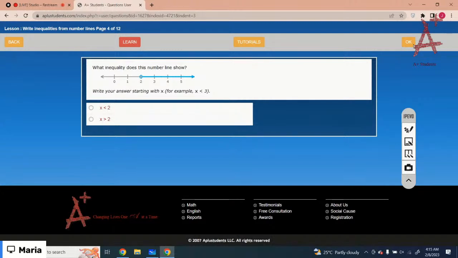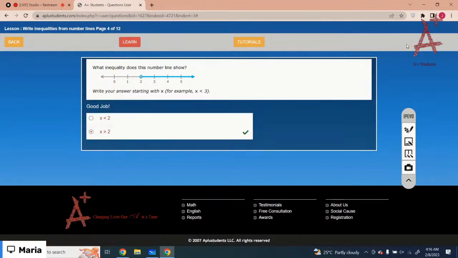Okay, the next one is what inequality does the number line show? So we have an open circle at 2. That means x cannot be 2. And also the graph is pointing at the right hand side. That means x cannot be 2 but greater than 2. So the correct option is x is greater than 2. The second option is the correct one. x is greater than 2.